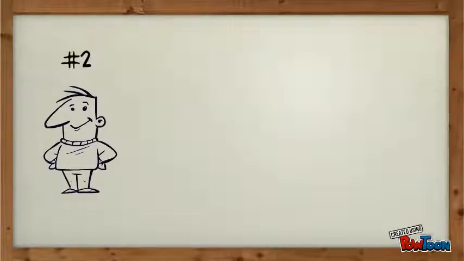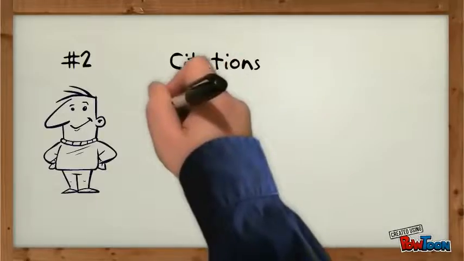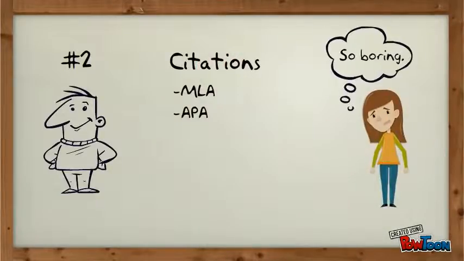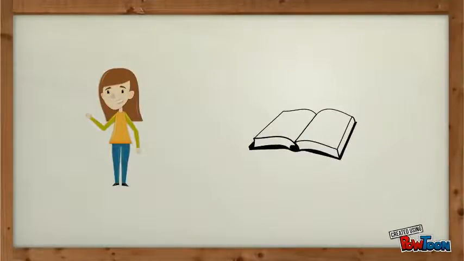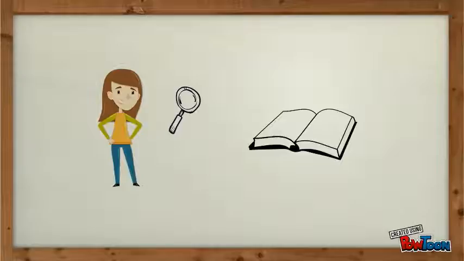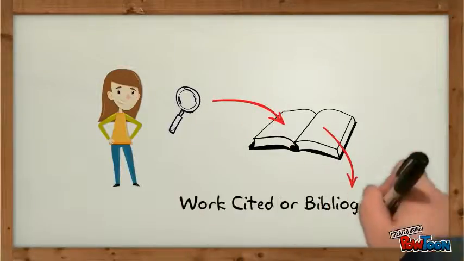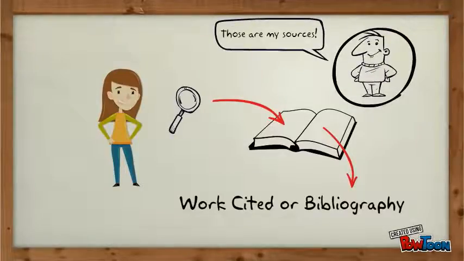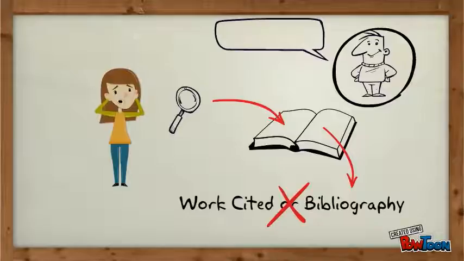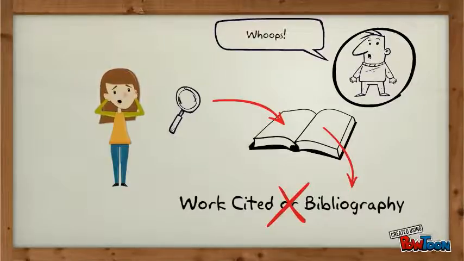The second feature common in academic sources is citations. You know those systems like MLA or APA your professors make you use? Well, professional academics use those too. One quick way to tell if a source is academic is to flip to the back of the essay or book and look for a works cited or bibliography page, one mentioning all the sources that author used. If such a page is missing, the source probably isn't academic.